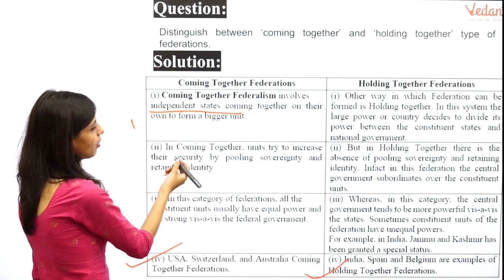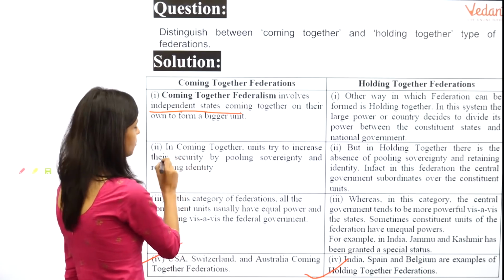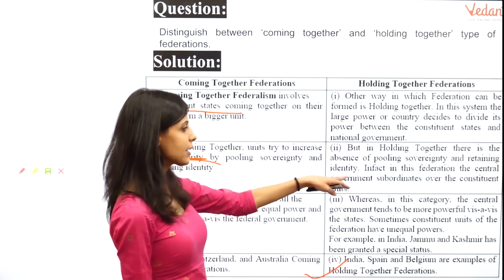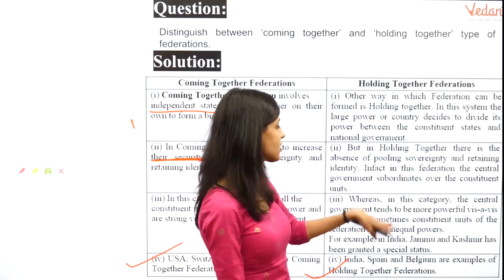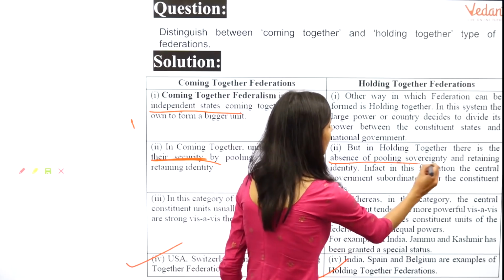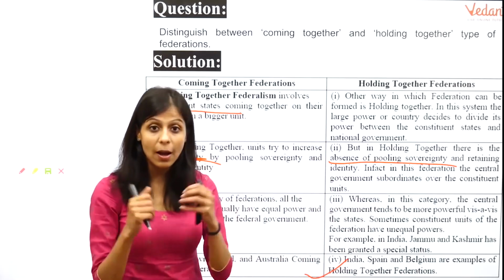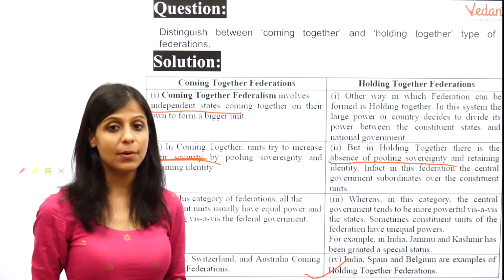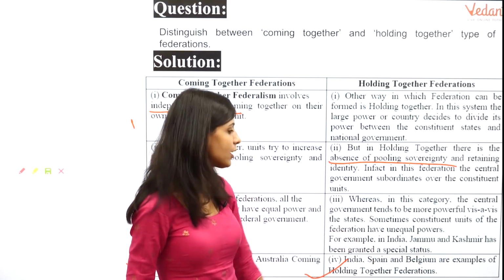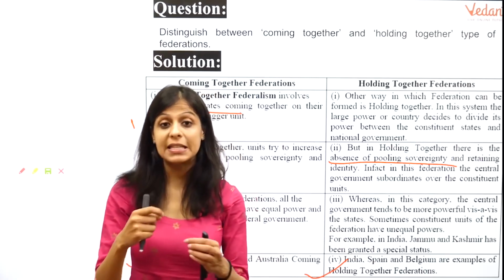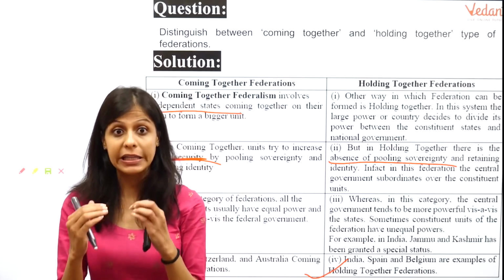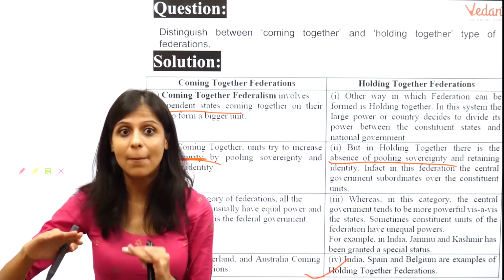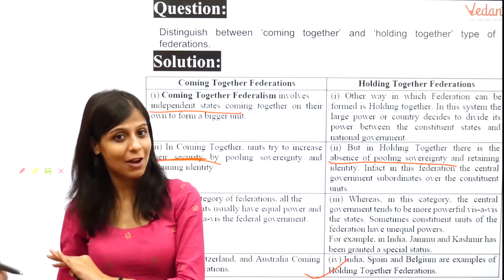Similarly, in this case the units try to increase their security, whereas in this case there is an absence of pooling their sovereignty, because they're not coming together. It's like they've been forced to come together. For example, in this case, after India got independence, the princely states were brought under the Indian Union under the efforts of Sardar Vallabhbhai Patel, who's known as the Iron Man of India.